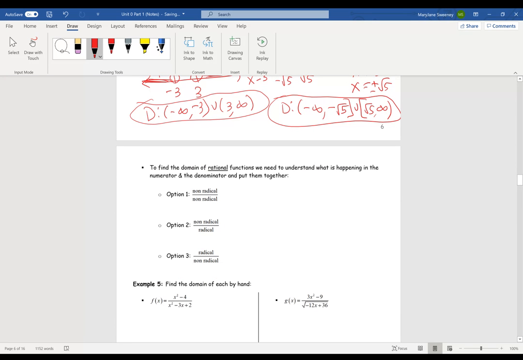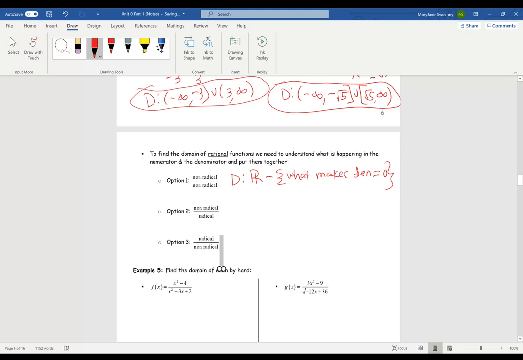Find the domain of the rational functions. We need to understand what is happening in the numerator and the denominator, put them together. Okay, so for fractions, if we've just got basically a polynomial over a polynomial, non-radical over non-radical, my domain is going to be all reals except for what makes the denominator equal 0. Right, that's going to be the only restriction here. We don't want what makes the denominator equal to 0.